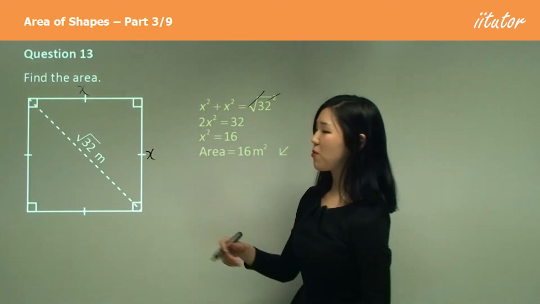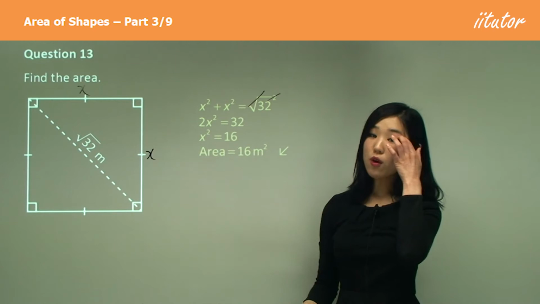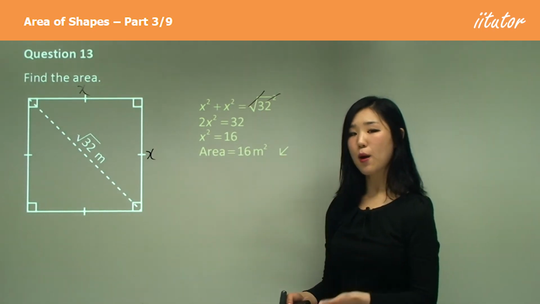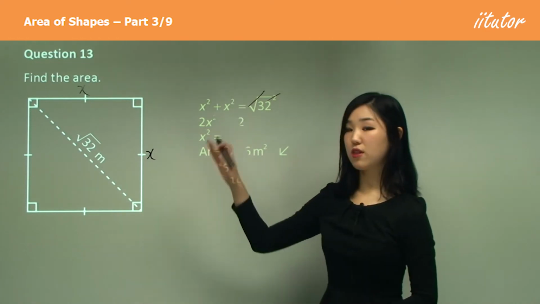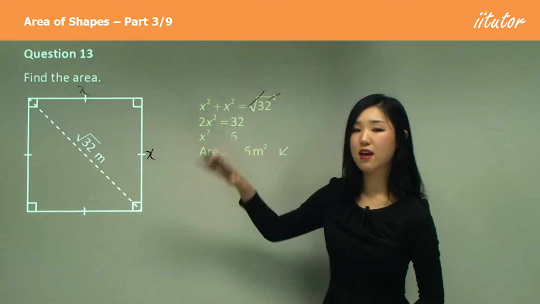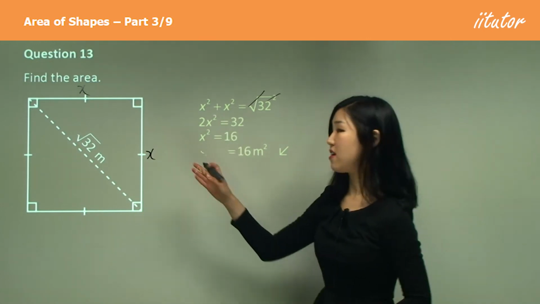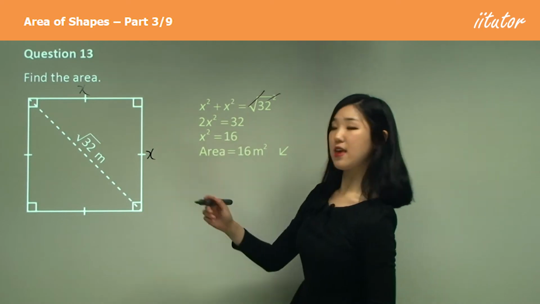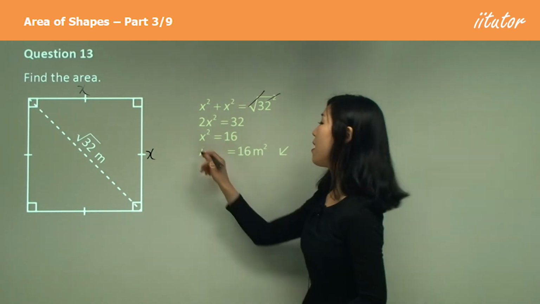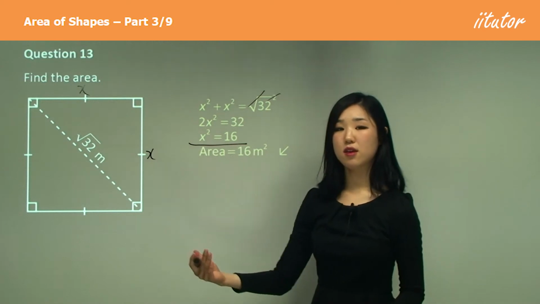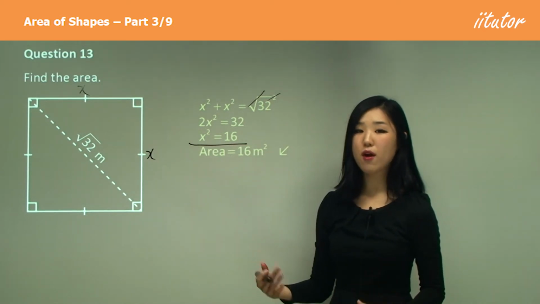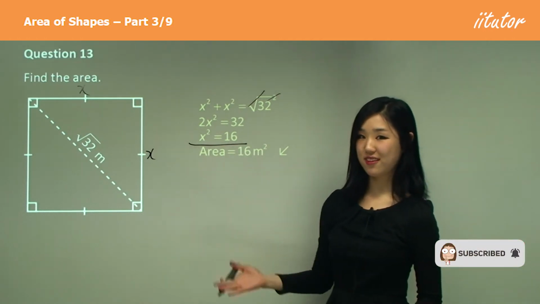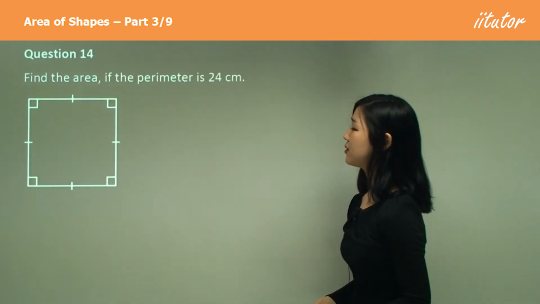In this case, the reason why I didn't say x is 4, you could say x is 4 and then do 4 squared to get 16, but we all know that the area of a square is length times width, which is just x times x, so x squared. Now see how during this working out, when I've applied my Pythagoras theorem, I've already got x squared equals 16, so I don't have to go any further. I can just stop there and say, well, I've got x squared there, so therefore the area is just 16 meters squared.